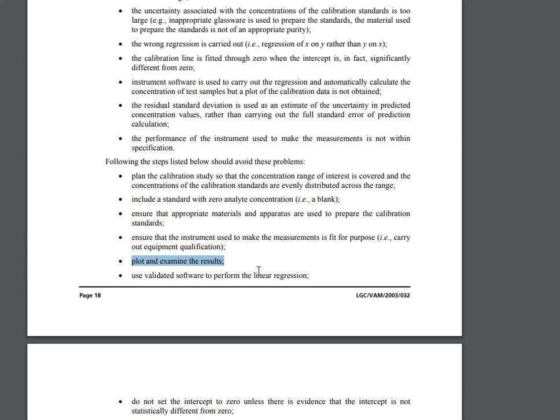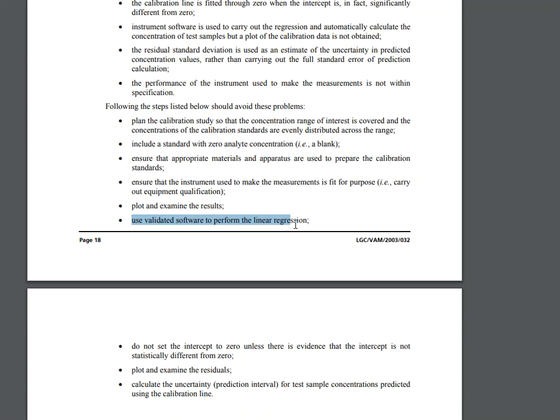Next, plot and examine the results. Don't just take everything for granted. When the machine gives you a number, don't just turn in that number, write it down, and say, this is what the machine gave me. Do you really physically, mentally understand how you got that data and how that data was generated in the software? If you had to do it on your own, could you do it on your own without the help of the piece of equipment?